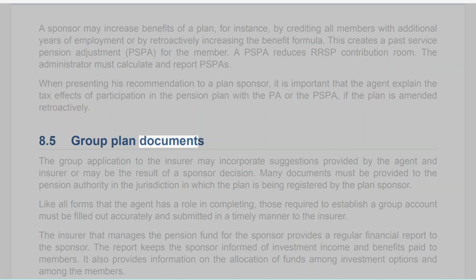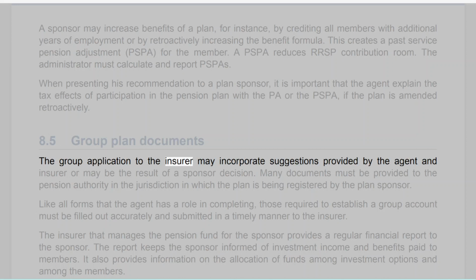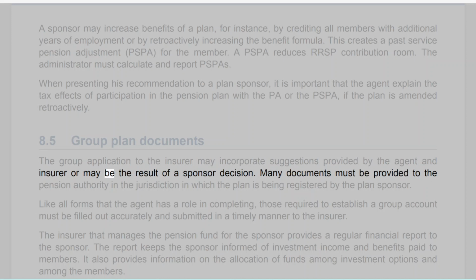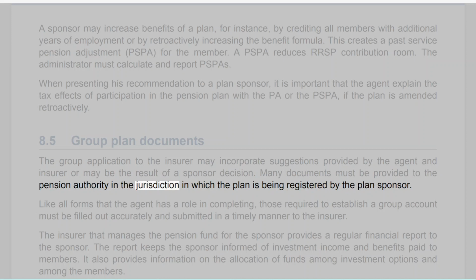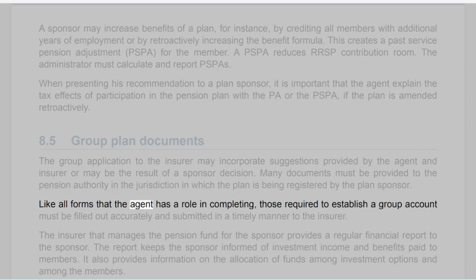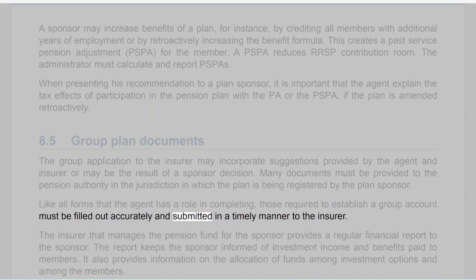8.5 Group Plan Documents. The group application to the insurer may incorporate suggestions provided by the agent and insurer, or may be the result of a sponsor decision. Many documents must be provided to the pension authority in the jurisdiction in which the plan is being registered by the plan sponsor. Like all forms that the agent has a role in completing, those required to establish a group account must be filled out accurately and submitted in a timely manner to the insurer.